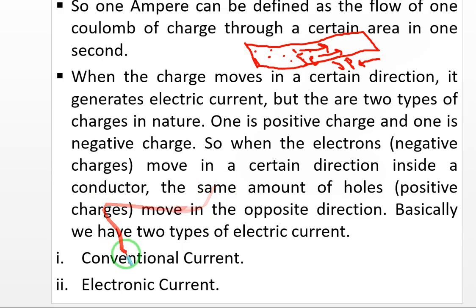Simply, conventional current is due to positive charge. When a positive charge moves, there will be a conventional current. Electronic current is when the current is due to negative charge, due to electrons. That is called electronic current. Just a simple definition.